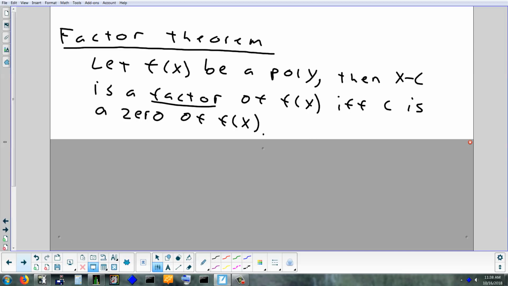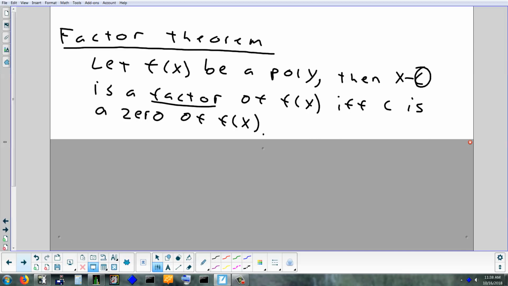I'll give people a chance to copy that. Okay, so it says, let f of x be a polynomial, then x minus c will be a factor of what's in the numerator if and only if this number is a root. Well, how do we show that it's a root? That's equivalent to saying when you divide by it, you get a remainder of 0. Okay? All those statements are equivalent.